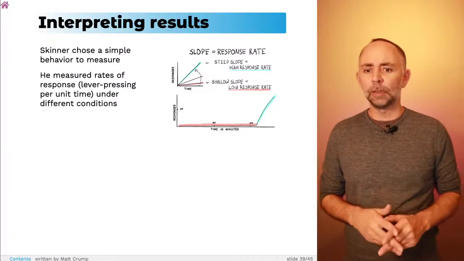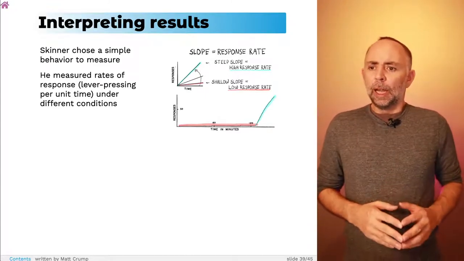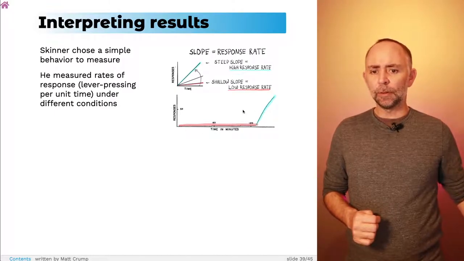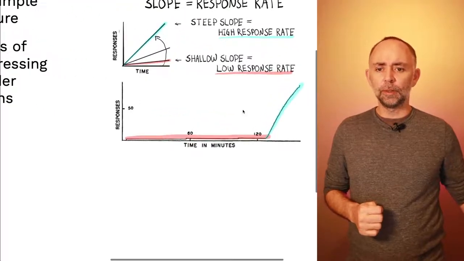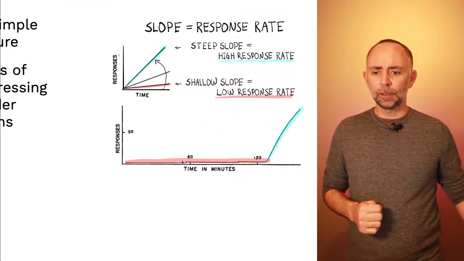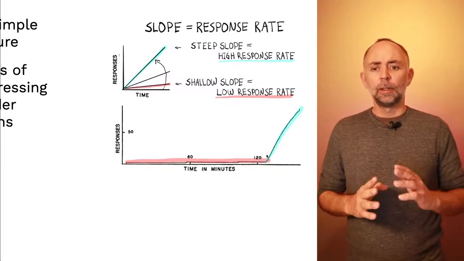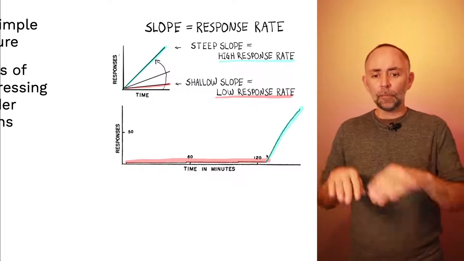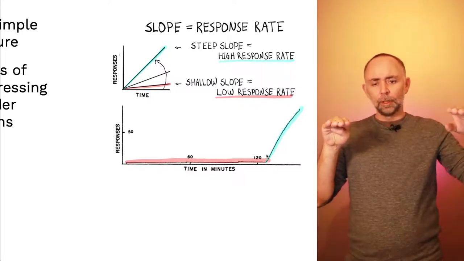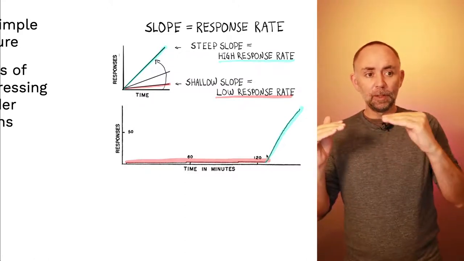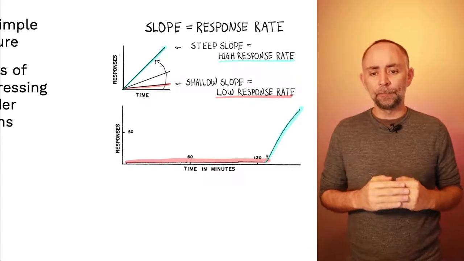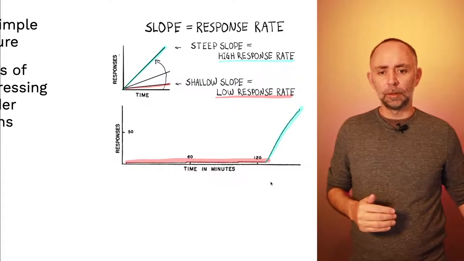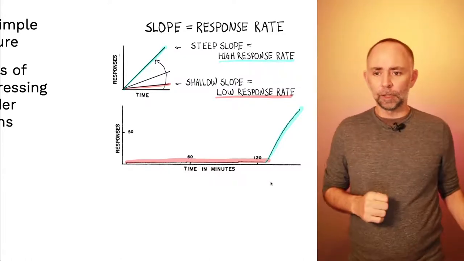Let's talk for a second about interpreting graphs like this. We have responses by time in minutes here. I want to just point out two things. First of all, the slope of this line indicates the response rate. When this line is shallow, it means not very many responses are happening over time. And when the line is steep, like the blue one here, that means lots of responses are happening over time.